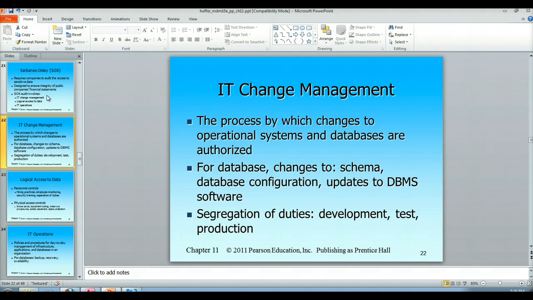For databases, any changes done to schemas, to the data configuration, to the updates to the database management system software. Again, software updates are there mostly for security. And then any segregation of duties or requirement of the segregation of duties. So the person developing, the person testing, and the person involved in putting something into production should be three different people. Again, to ensure that things are being handled in an above-board fashion.